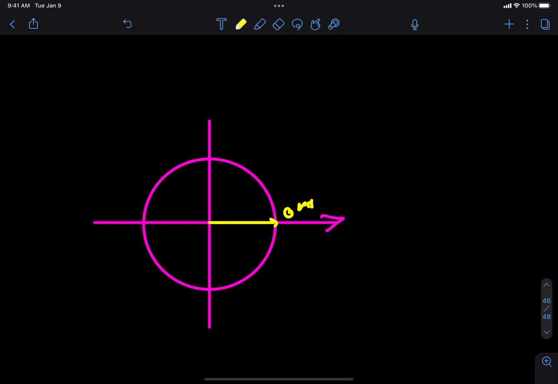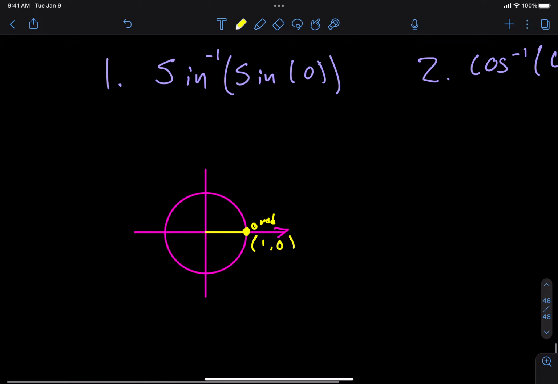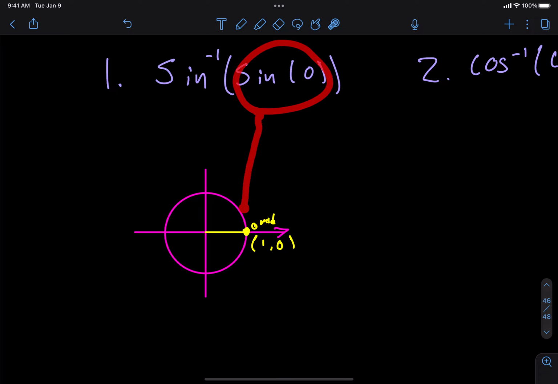0 radians. And this points at a point on the unit circle, and the coordinates of that point are what? 1, 0. And what is the sine function supposed to do? You would give the sine function an angle. It goes to the point on the unit circle corresponding to that angle and does what? It returns the y value.